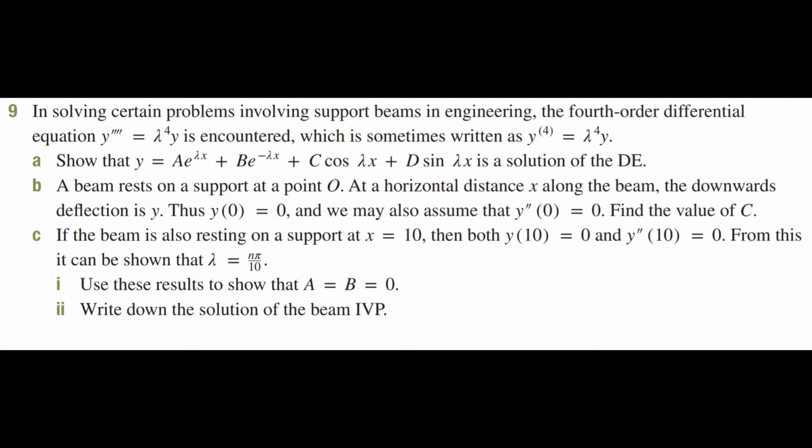At a horizontal distance x along the beam, the downward deflection is y, and thus y(0) is equal to 0, and we may also assume that y''(0) is equal to 0. And so for this part, we're told to find the value of capital C.